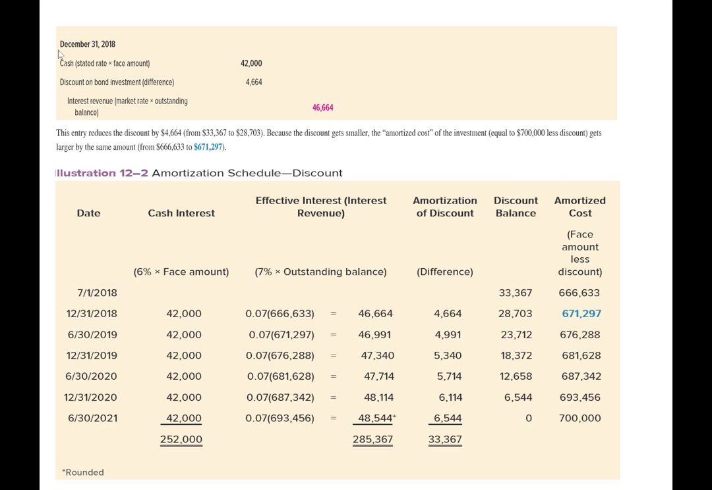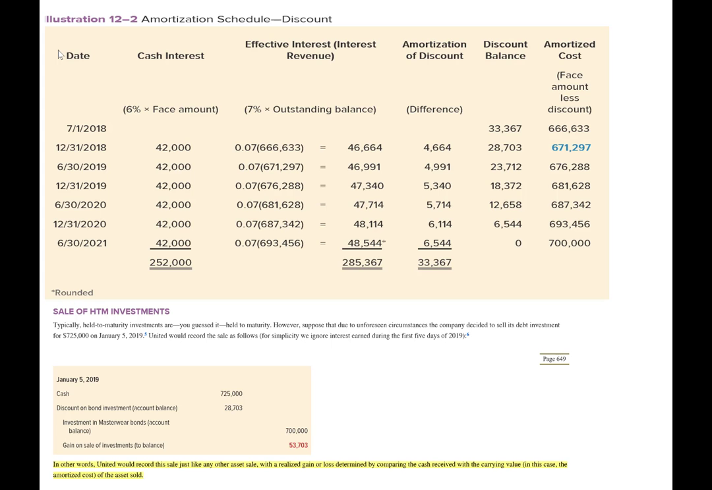Okay? Now you come over and you take a look at the entry now to sell the bond. So in this question, they contemplated that they sold it when the discount still had 28,703, which is that situation over there, right? And they sold it for cash of $725,000. They're assuming that was the fair market value at that point in time. So you debit cash, $725,000. You debit the discount to clear the discount. You credit bond payable to get rid of the bond payable, right?